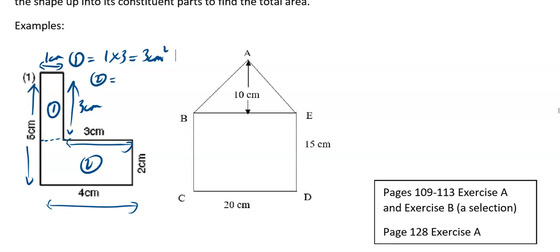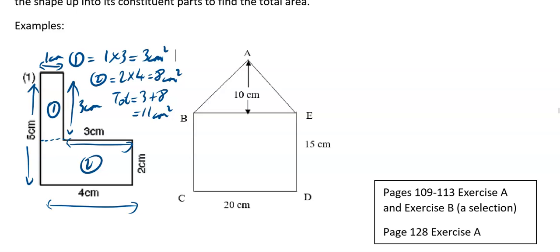Area 2 is going to be its height, 2 by 4, which is going to be 8 centimeters squared. So we'll just say the total is equal to 3 plus 8, which is 11 centimeters squared.